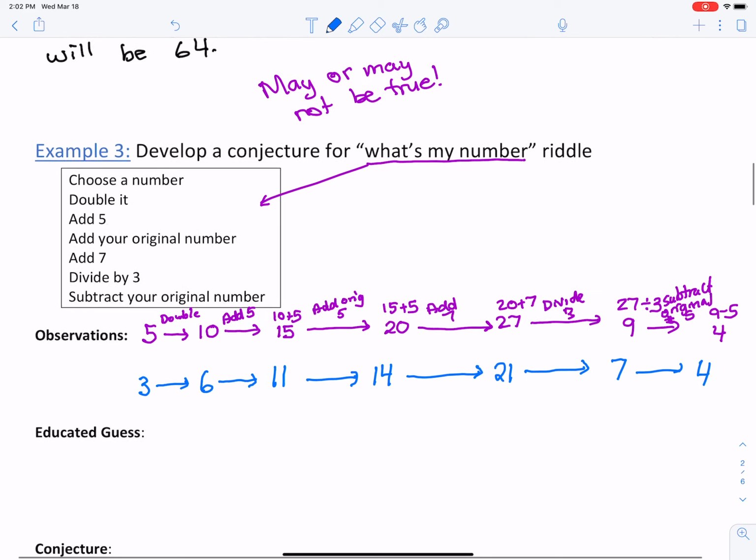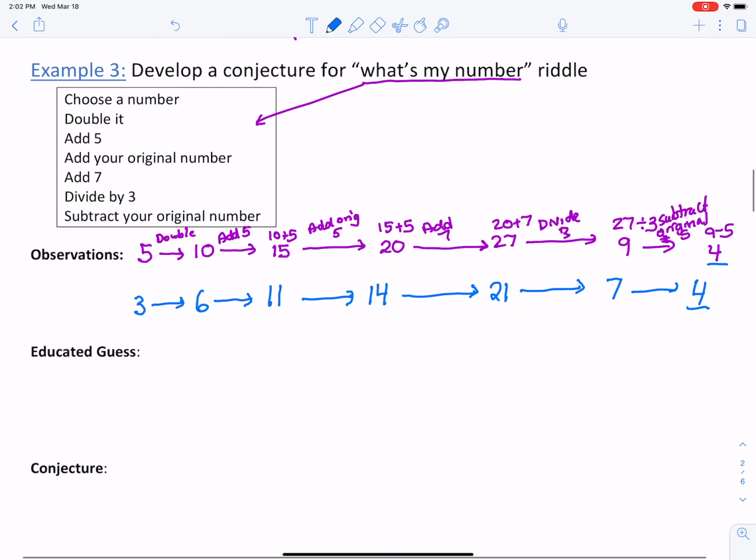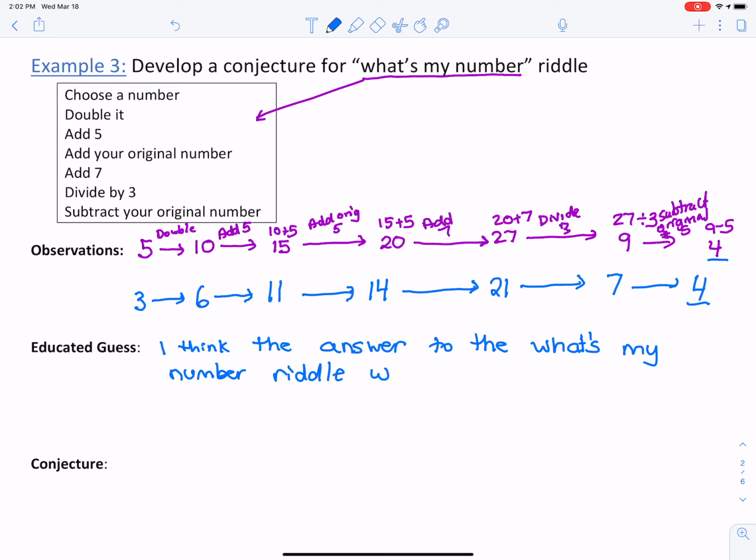Hey, now wait a minute. I see that the first time I chose a number I got 4. The second time I chose a number I got 4. This is enough observations for me to come up with an educated guess. I think the answer to the what's my number riddle will be 4.